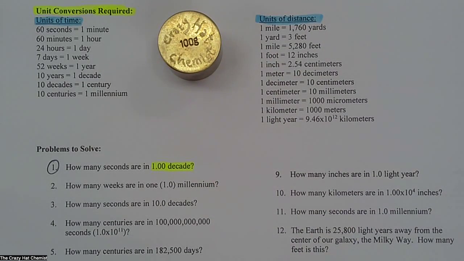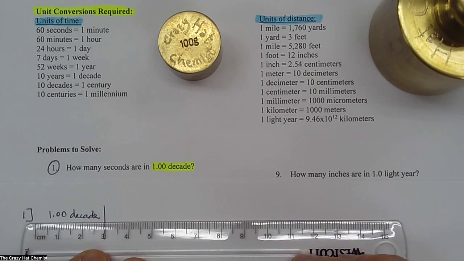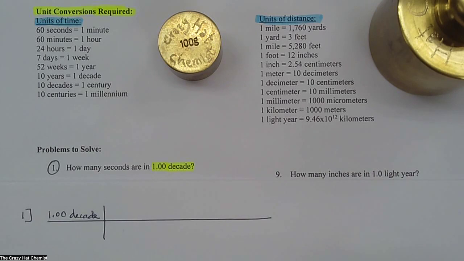Let's get another piece of paper and write this out. Problem number 1 says how many seconds are in 1 decade? I've highlighted 1 decade, so it's 1.00 decade. This is how this is going to work. I'm going to draw a vertical stop between this and the next term, and then a horizontal line. I'm not sure how long I need to carry on this horizontal line, but we'll just start off with that. We're going to use some of the unit conversions over there.